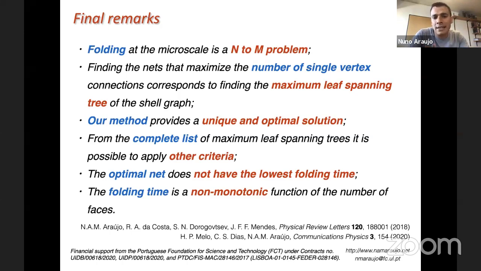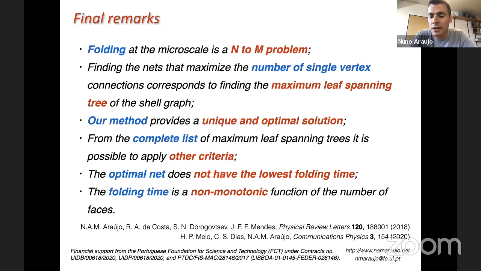Finding the net that maximizes the number of single vertex connections can be done in a deterministic way if we map the problem into a graph, because then this corresponds to finding the maximum leaf spanning tree of the shell graph. Also, with that we can find the optimal solution in a unique way. We don't need to use random methods to identify the optimal solution. And once we have the full catalog of optimal nets based on this criterion, we are looking at a tiny subset of the entire number of nets.